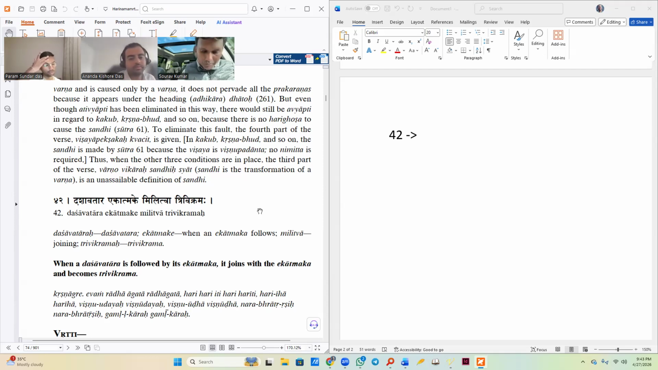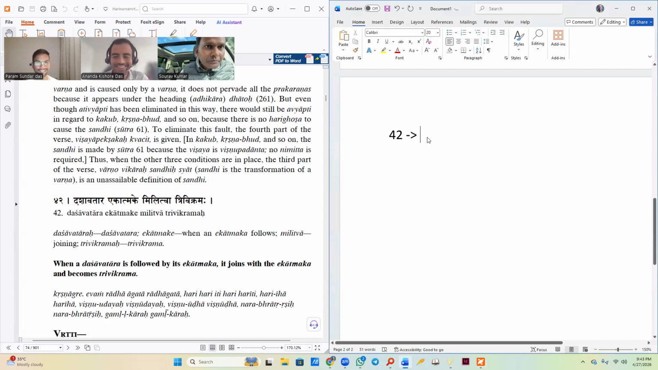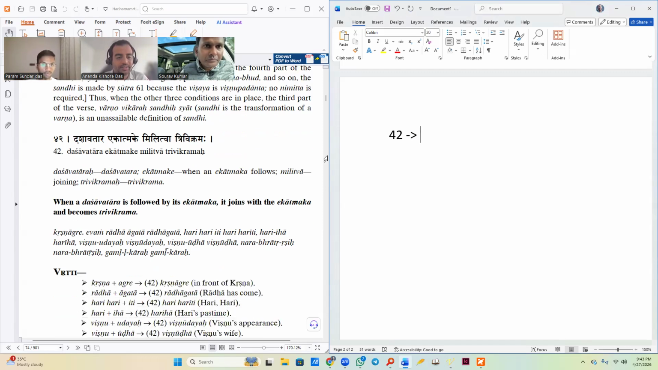Sure, Prabhu. So Sutra 42, we begin the Sandhis today, saying Shri Ganeshaya Namah. Generally, people worship Ganesha before commencing anything. So this is actually the grammar part we are beginning now. Sangya was just like a theory or some nominal thing. So Dashavatara Ekatmake Militva Trivikrama. The rule says when a Dashavatara is followed by its Ekatmaka, it joins with the Ekatmaka and becomes Trivikrama.